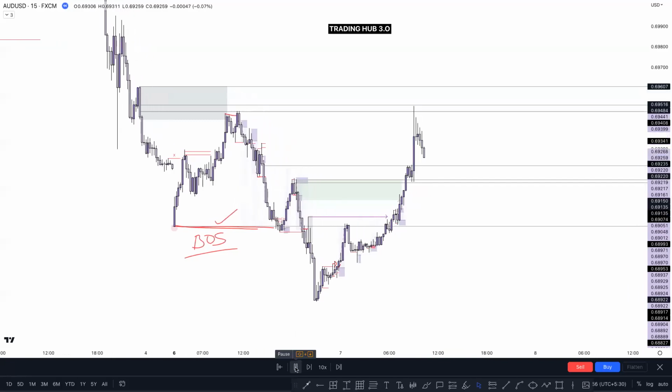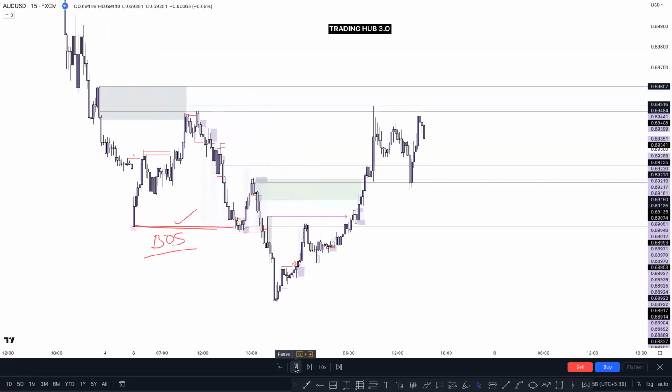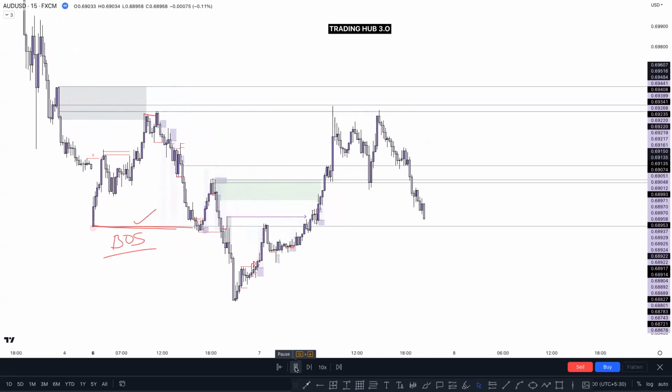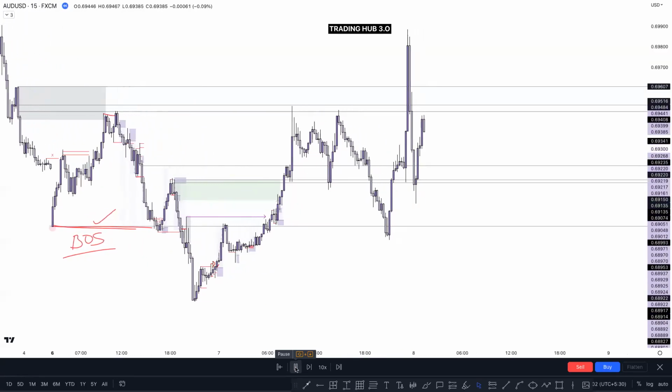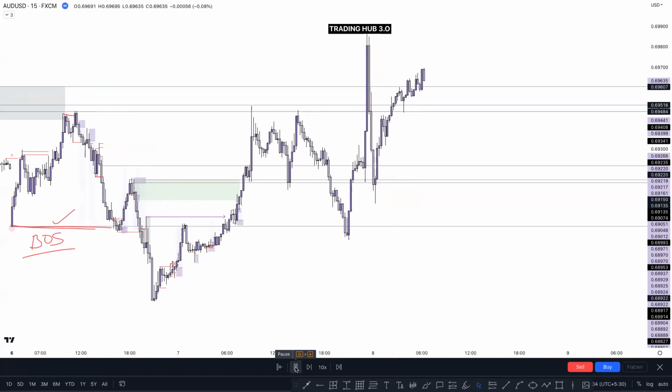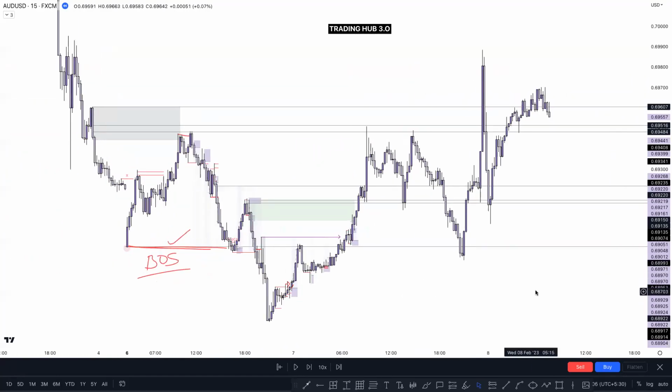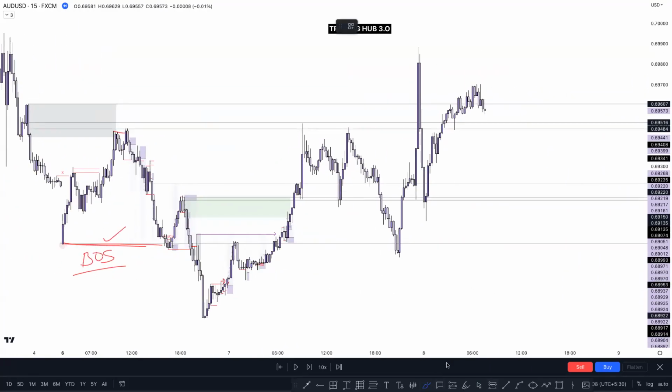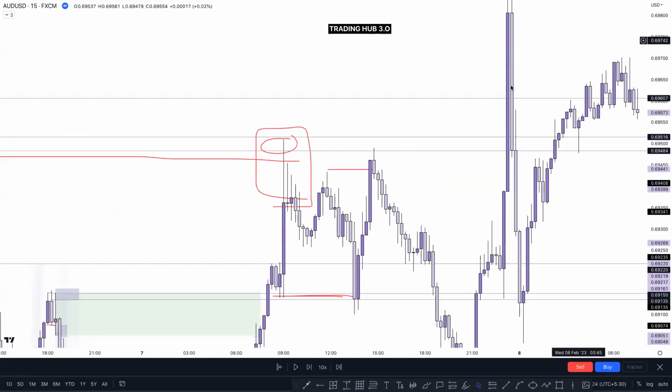And this process will continue here. I'm just doing replay of this one. I will show you one more thing. Okay, so this process will continue here. You can see previous structure sweep here, and this sweep acts like a PY, broken this one. This is a CHoCH, taken out the inducement, and you can start selling again here.